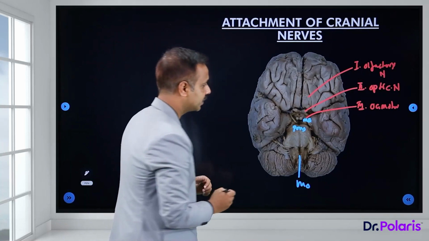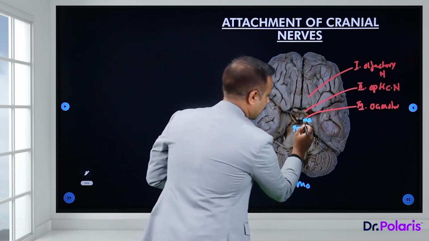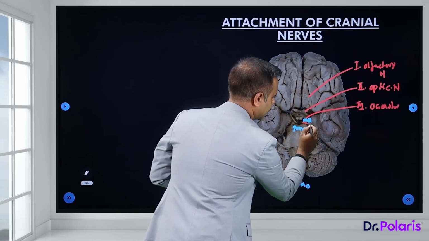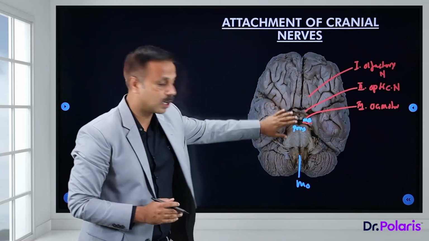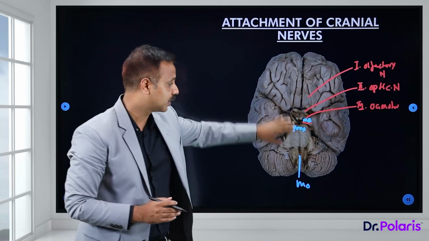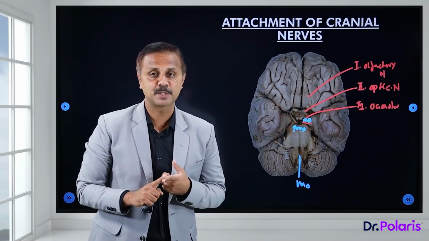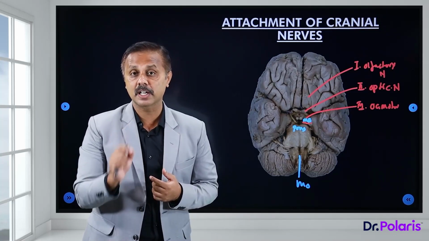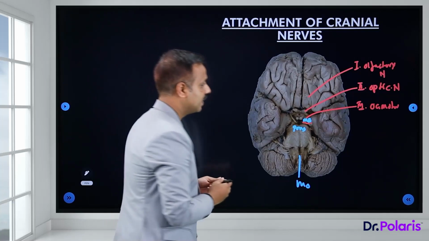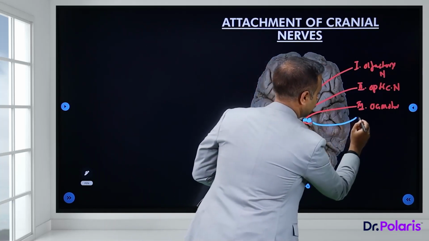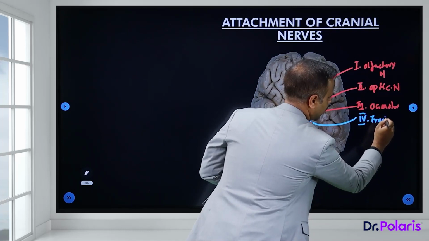Then what about the 4th cranial nerve or the trochlear nerve? Remember, the trochlear nerve is also attached to the midbrain, but the only difference between the oculomotor nerve and the trochlear nerve is that the oculomotor nerve arises from the ventral aspect of the midbrain, whereas the trochlear nerve arises from the dorsal aspect. So we will write it in a different color. This is our 4th cranial nerve or trochlear nerve.